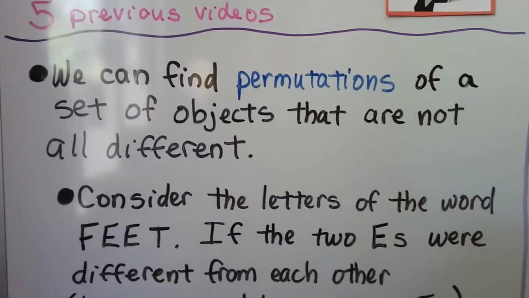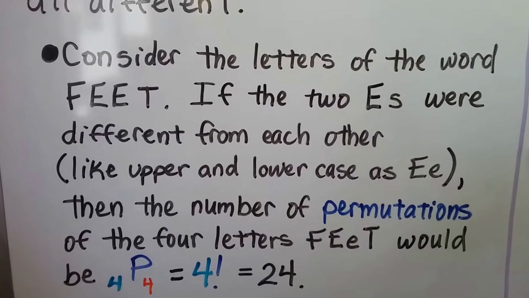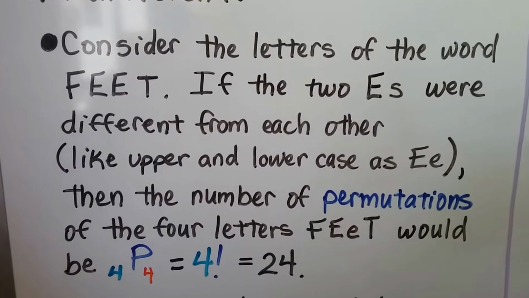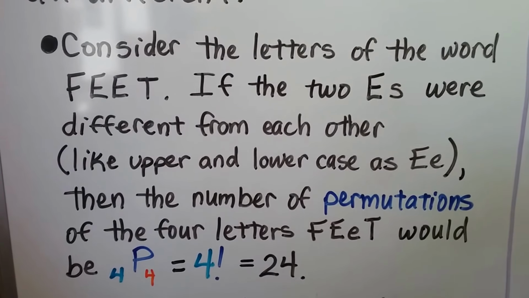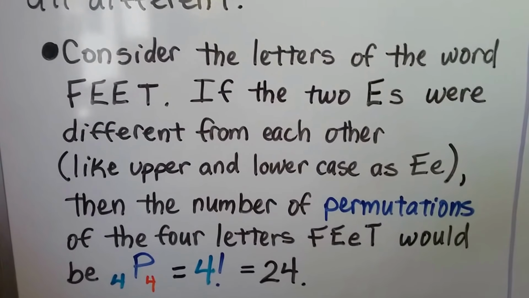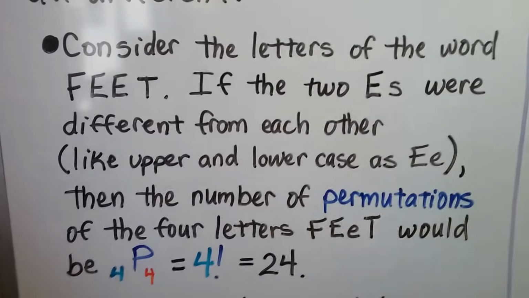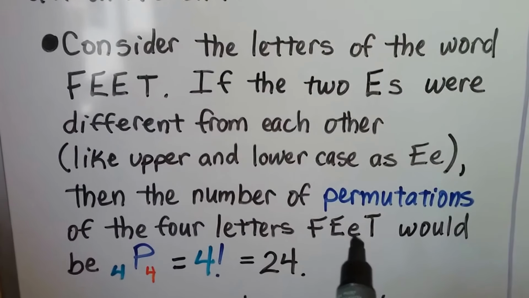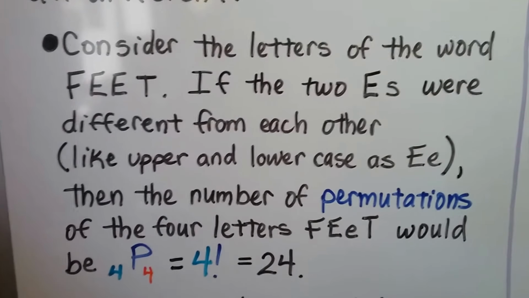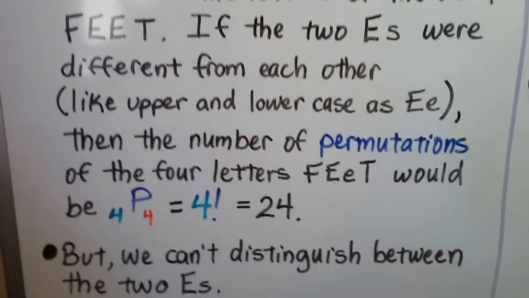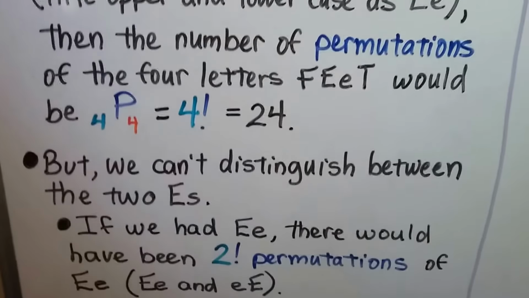We can find permutations of a set of objects that are not all different. Consider the letters of the word feet. If the two E's were different from each other, like an uppercase one and a lowercase one, then the number of permutations of the 4 letters, capital F, capital E, little e, capital T, would be 4P4. That would be 4 factorial, which equals 24. But we can't distinguish between the two E's in feet.